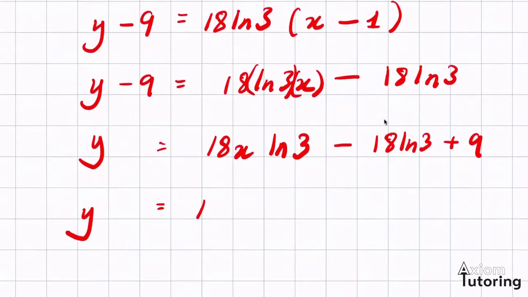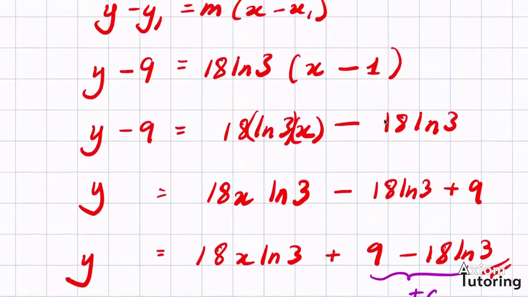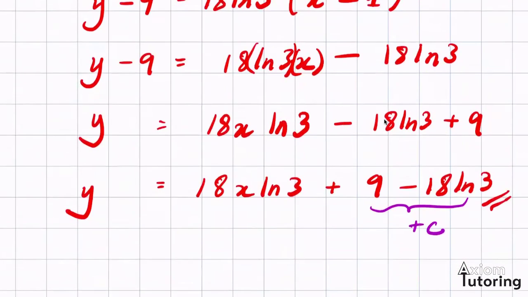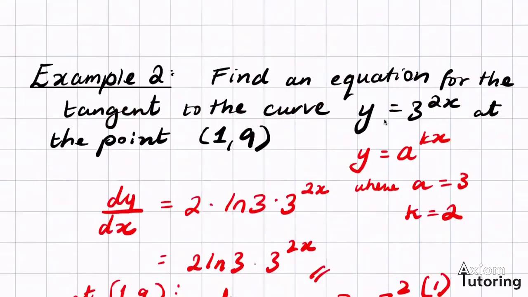So then y equals 18x ln 3. We can write it as plus 9 minus 18 ln 3, like that. But here we can see that this is going to be our plus c. We had our m here, that's our mx, so this whole thing is our mx. And so now we have the equation of the tangent in the form of y equals mx plus c. And we've completed example 2.